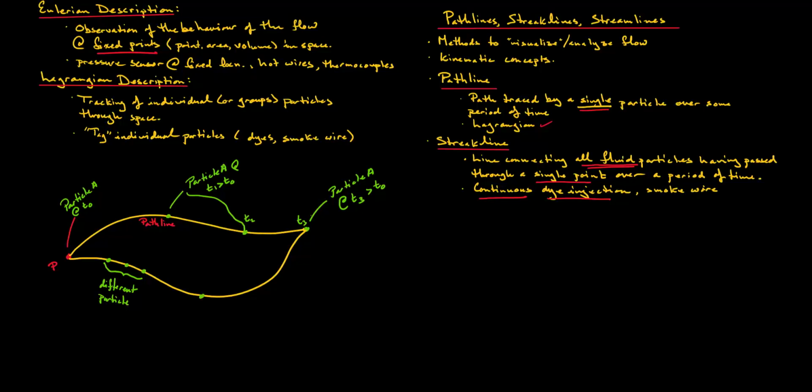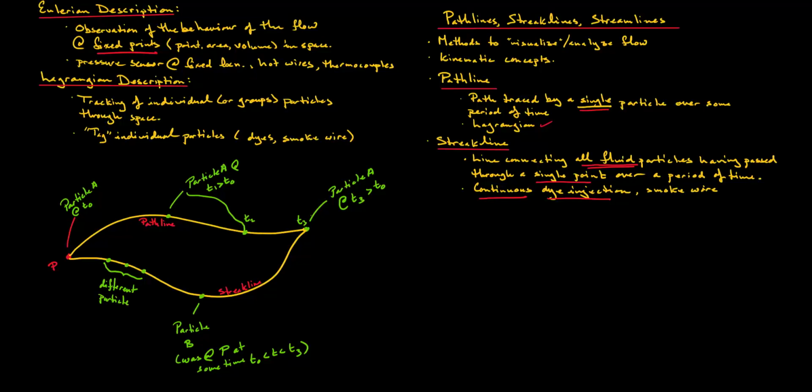So if you were to look here at, let's say, a particle B, and we could say this was at P at some time. And that would be at some time, t naught less than t less than, let's say, our final time under consideration, t3. Okay? So this is the distinction between a path line and a streak line.